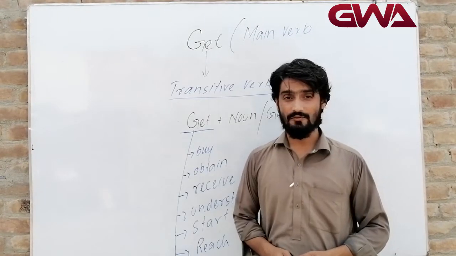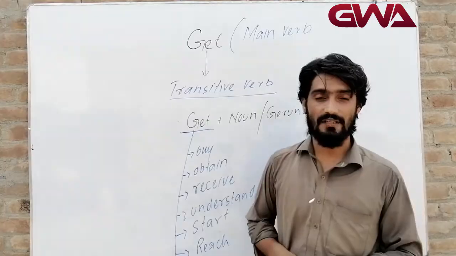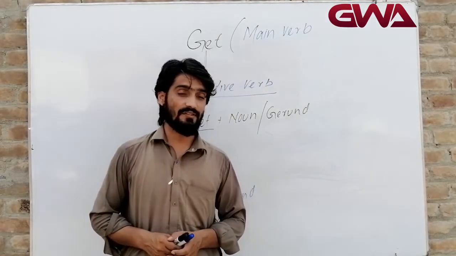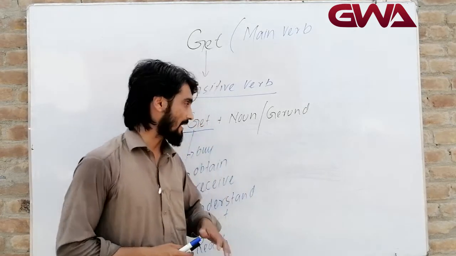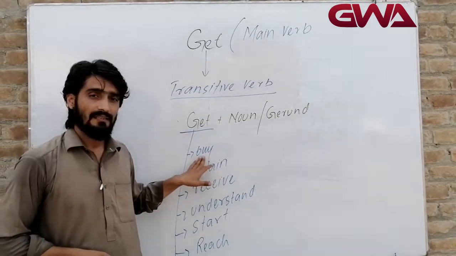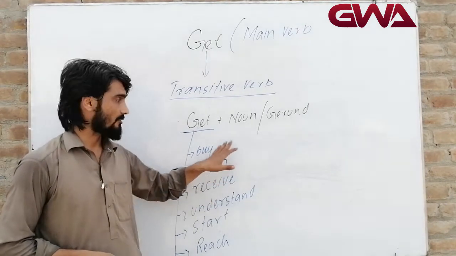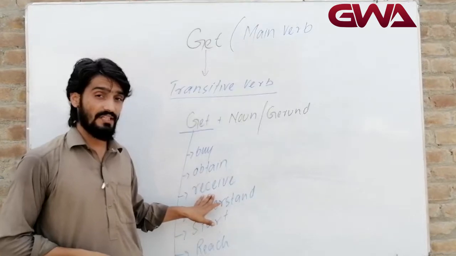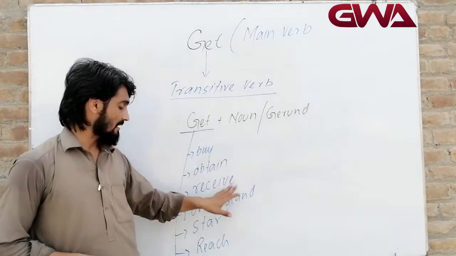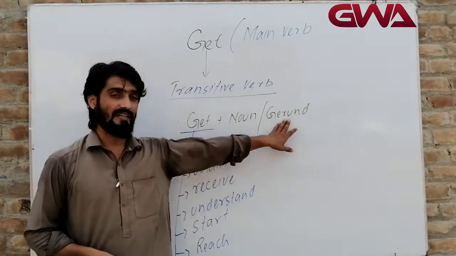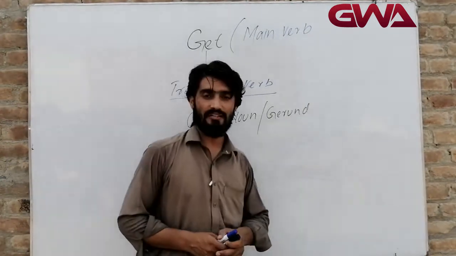Number two, as a transitive verb, when you see a noun or a gerund after get, get functions as a transitive verb and it has several meanings depending on the noun. Now, get means buy when there is a noun. Get means obtain when there is a noun. Get means receive when there is a noun. Get means understand when there is a noun. Get means to start when there is a gerund. Get means to reach when there is a noun of place.